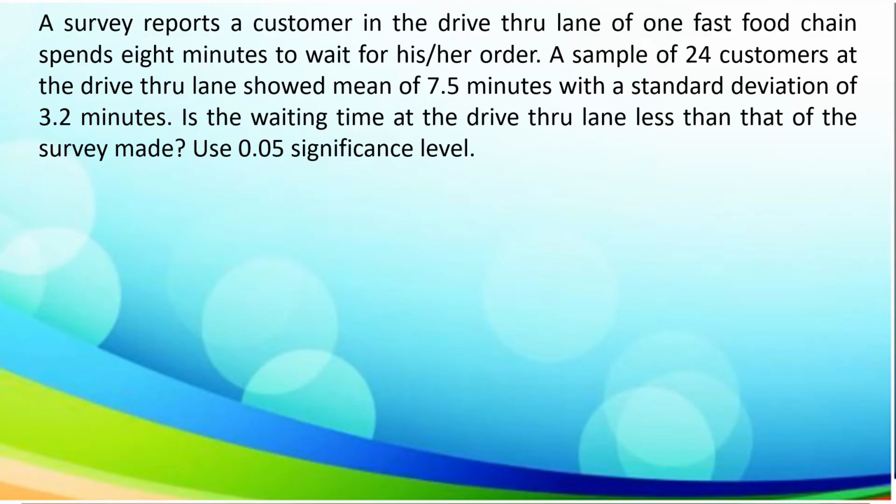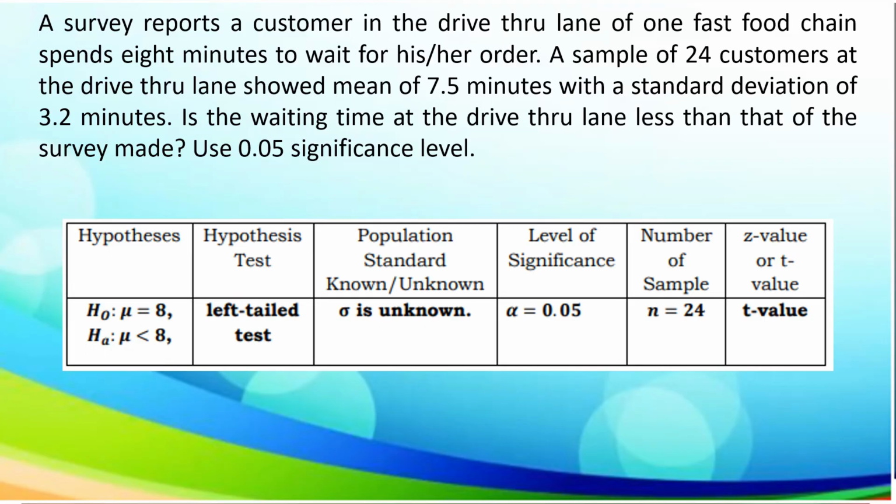A survey reports a customer in the drive-thru lane of one fast food chain spends 8 minutes to wait for his or her order. A sample of 24 customers at the drive-thru lane showed a mean of 7.5 minutes with a standard deviation of 3.2 minutes. Is the waiting time at the drive-thru lanes less than that of the survey made? Use 0.05 significance level. To clearly understand the given, let us enumerate the given using this table.